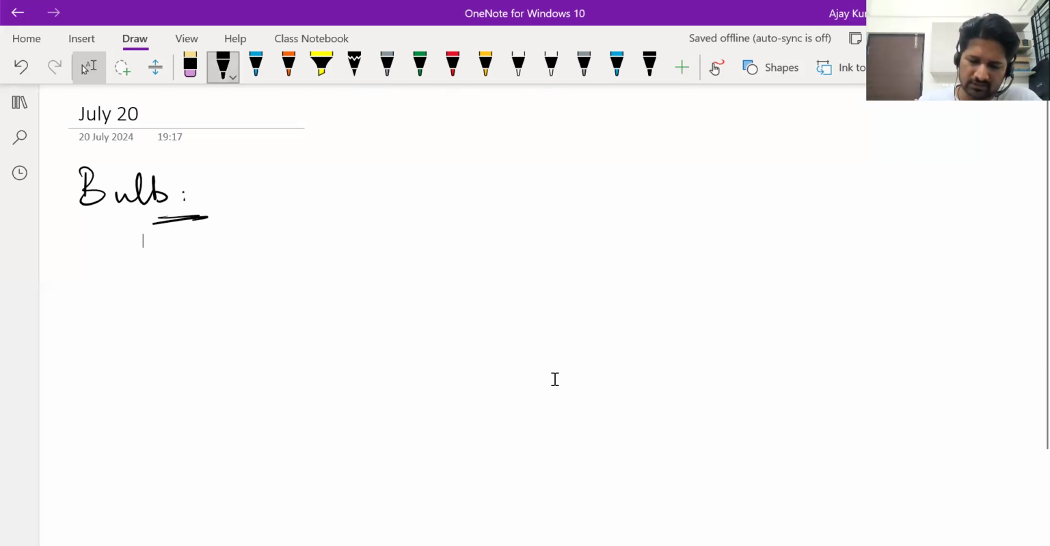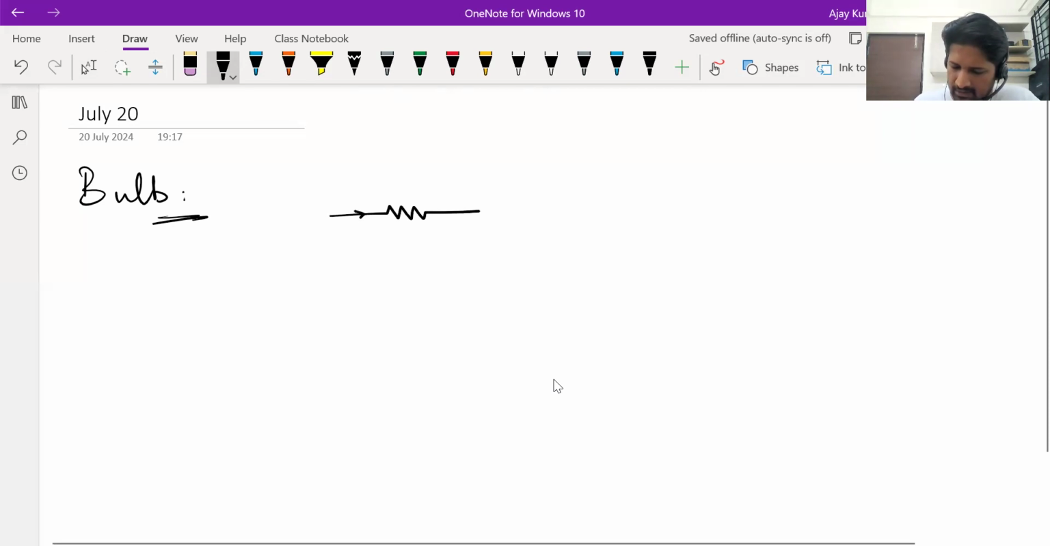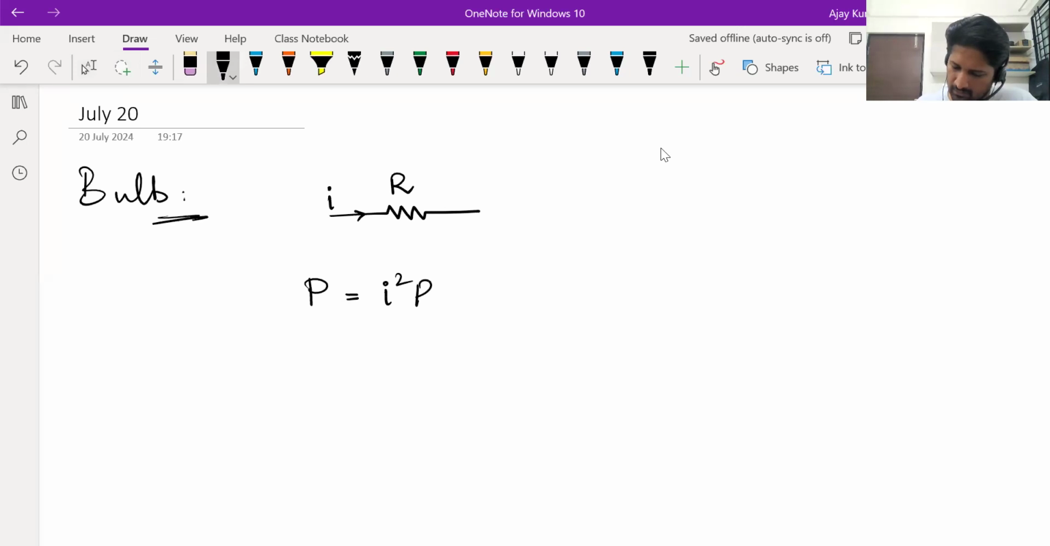So we discussed this concept: when a current I passes through a resistance R, tell me, how much is the power dissipated by it? How do you calculate power dissipated by it? I square R. I square R, correct. Fine.